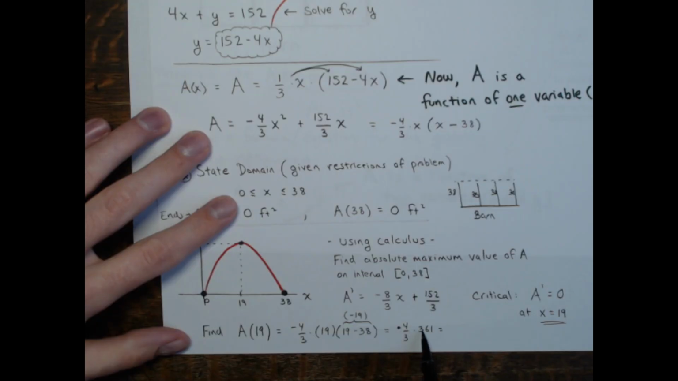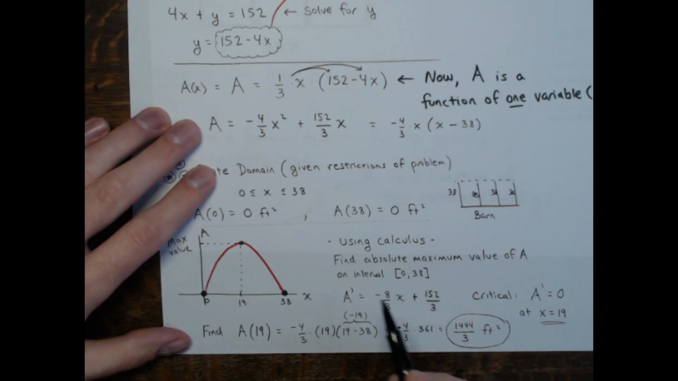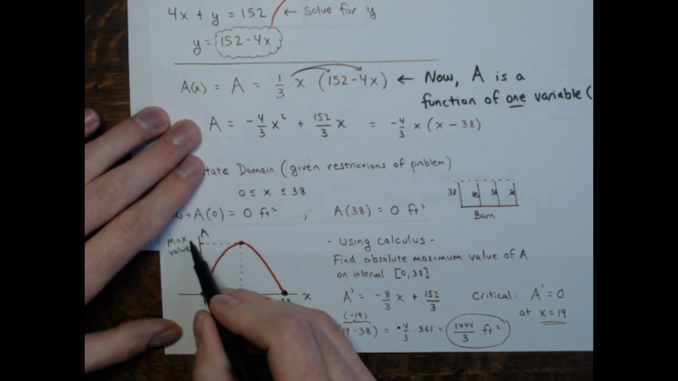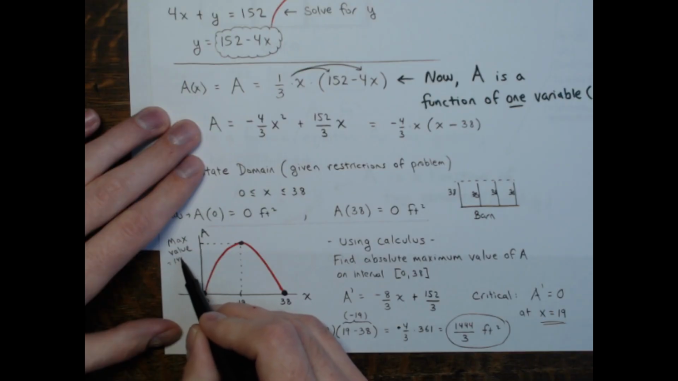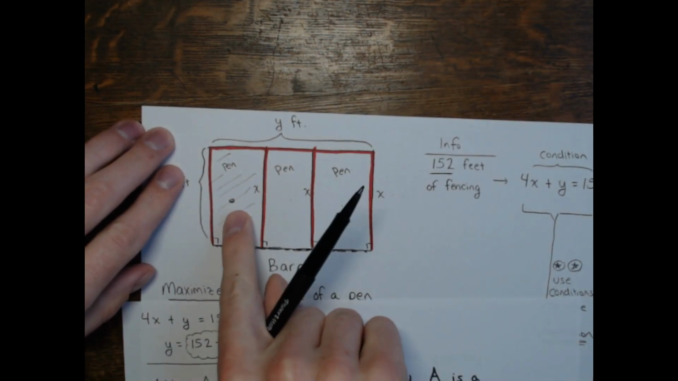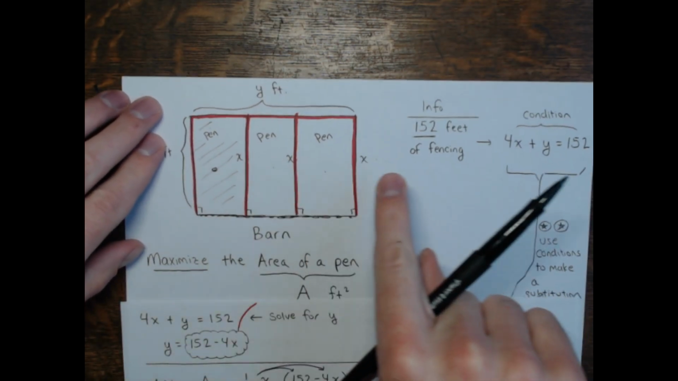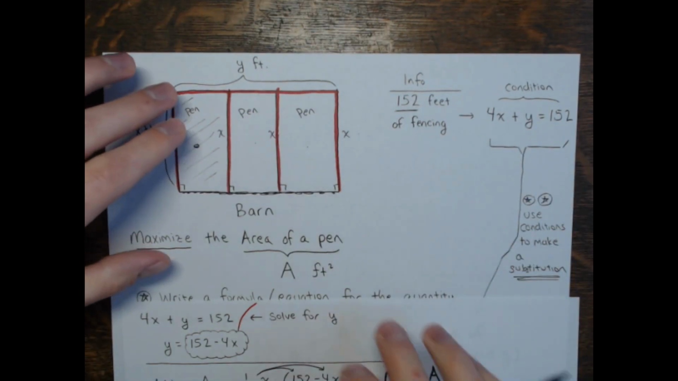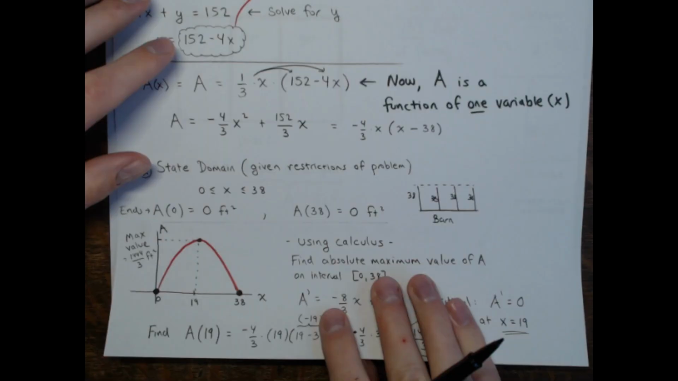And numerator 4 times 361 would be 1200 plus 244. So 1,444 in the numerator, and then just 3 times 1, 3 in the denominator, square feet. All right, so that's this highest area up here, right? 1,444 divided by 3 square feet. That is the largest area that just one of these pens could possibly be if I only had the 152 feet of fencing to make this.